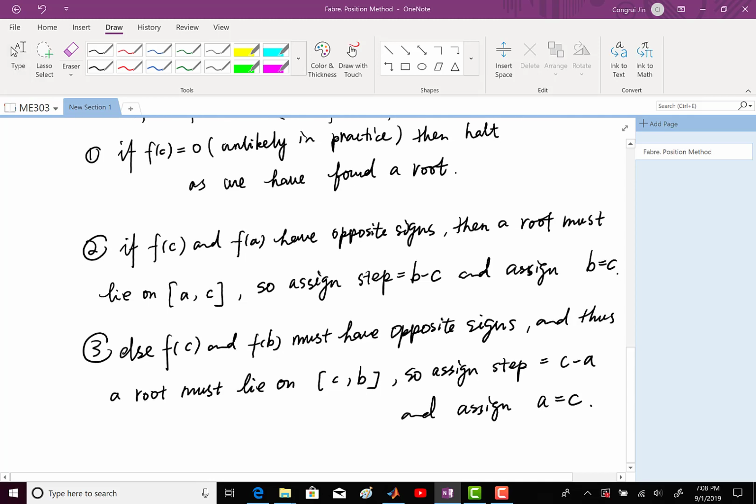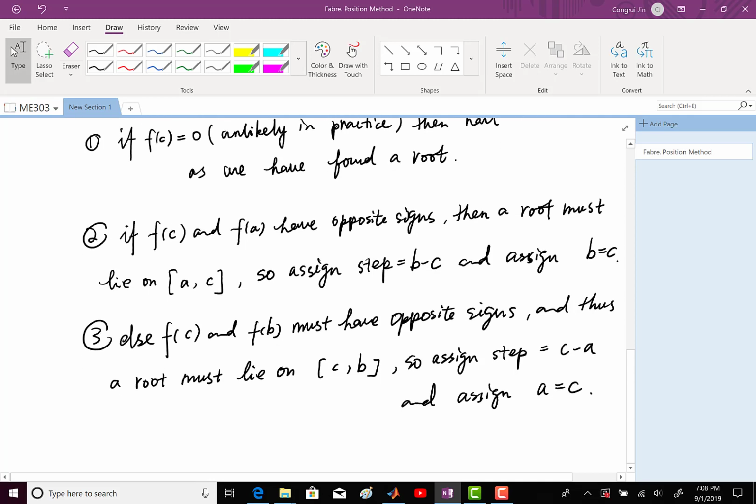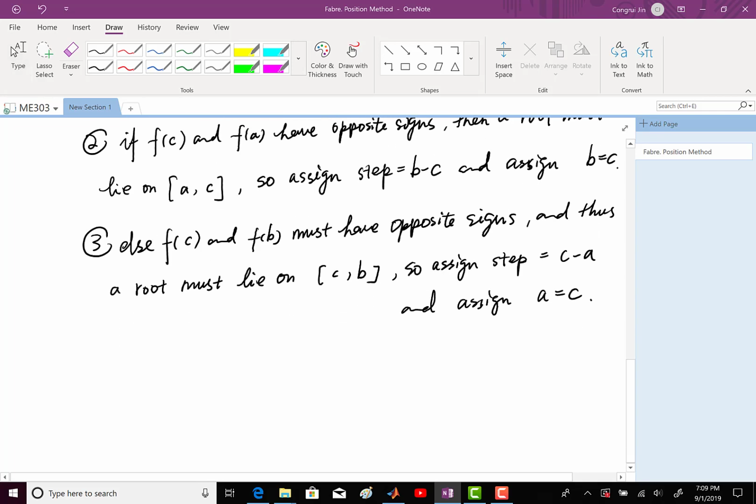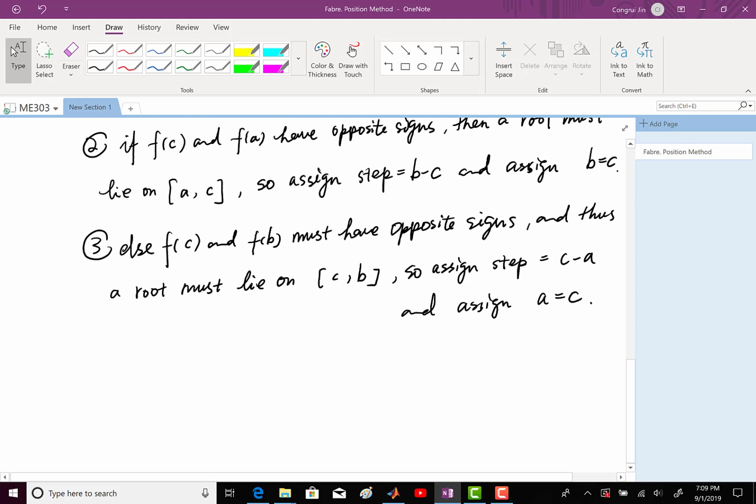Another scenario is that if FC and FA have opposite signs, then the root must be in the interval A to C. So we can assign B minus C to a variable called step, and then assign the value of C to the variable B. So let me explain this to you.